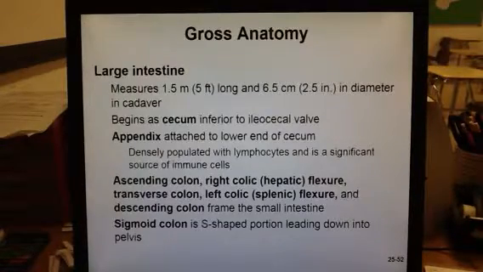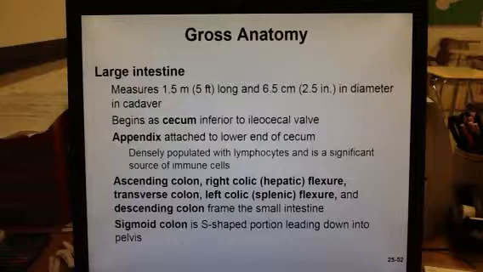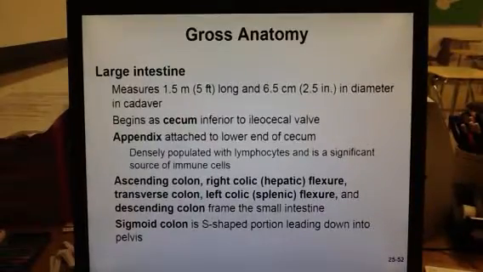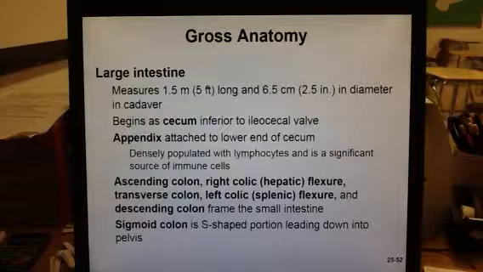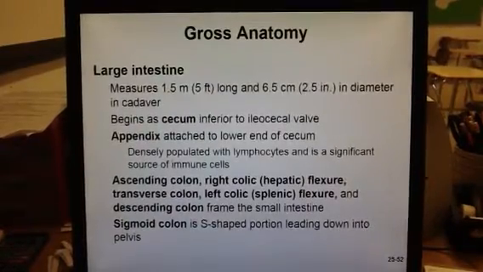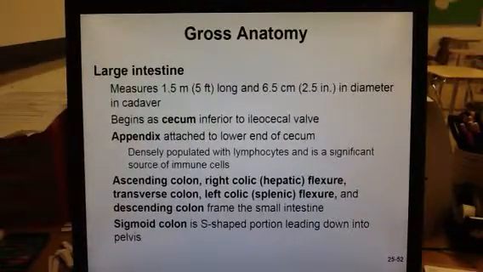So take a look at the large intestine, just the gross anatomy. It is 1.5 meters long and 6.5 centimeters in diameter when we're looking at a cadaver. It starts at the cecum. The cecum is inferior to the ileocecal valve, which we talked about as the valve in between the small intestine and the large intestine. And at the lower end of the cecum, we see the appendix. Normally we think about the appendix as getting infected. It does have a dense population of lymphocytes and is a big source of immune cells. But it does get infected and can rupture, and that infection can then move to other parts of the body when it ruptures.